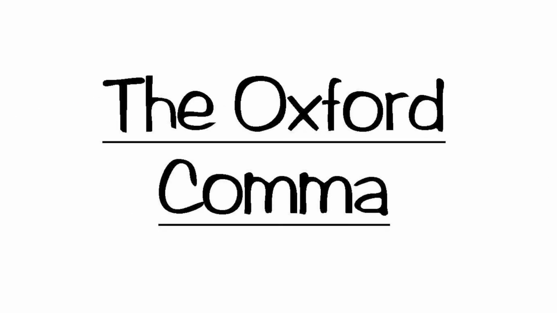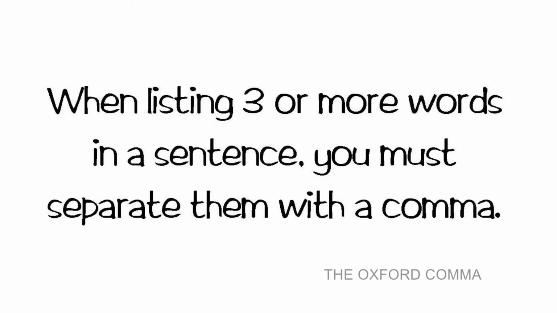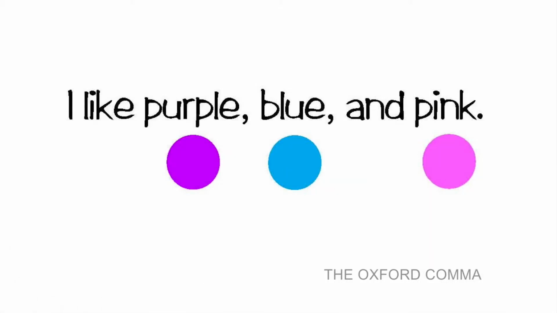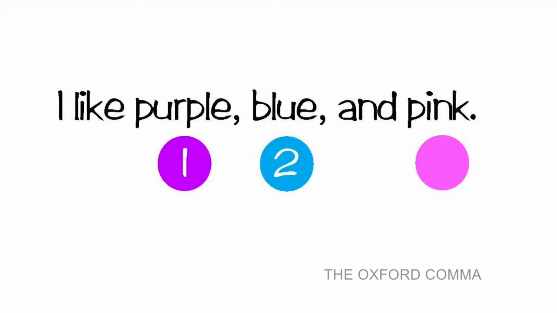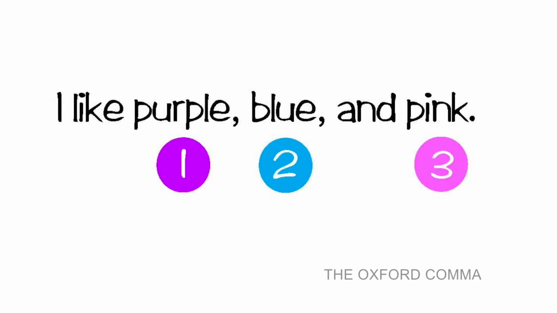Next, we have the Oxford comma, also known as the serial comma. When listing 3 or more words in a sentence, you must separate them with a comma. Here's an example. I like purple, blue, and pink. Let's count how many words we have listed. Purple, 1, blue, 2, pink, 3. So since we have 3 items listed in this sentence, then we need to use the Oxford comma.